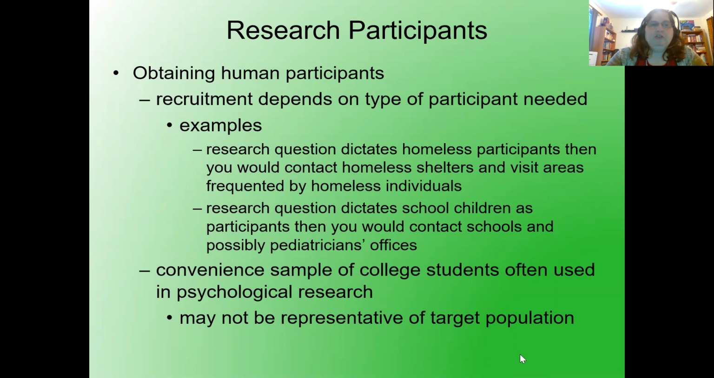If we're working with human participants, well, then recruitment definitely depends on the type of participant needed, right? For example, let's say your research question dictates homeless participants. Then you would contact homeless shelters and visit areas frequented by people who are homeless. If your research question, on the other hand, dictates the use of school children as participants, then you might contact schools and possibly pediatricians' offices. Now, I will tell you that a convenient sample of college students are often used in psychological research. So that may not be representative of the target population, and that's definitely an issue.